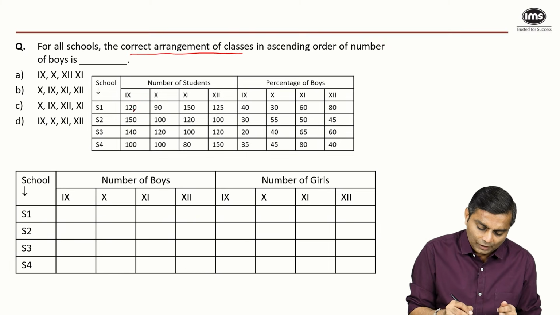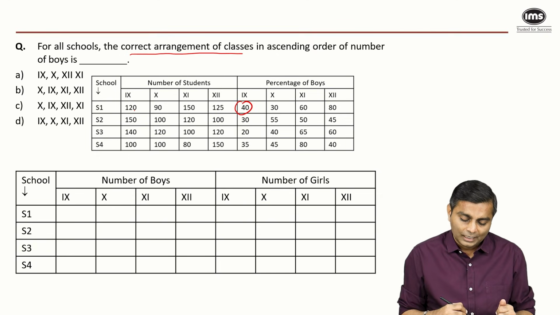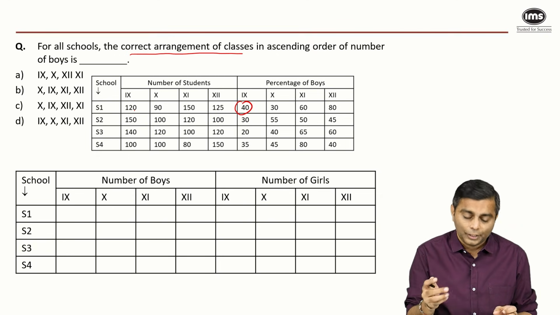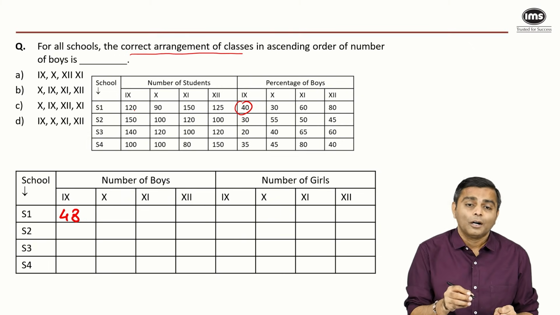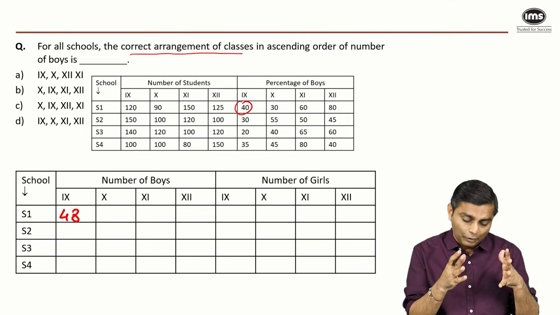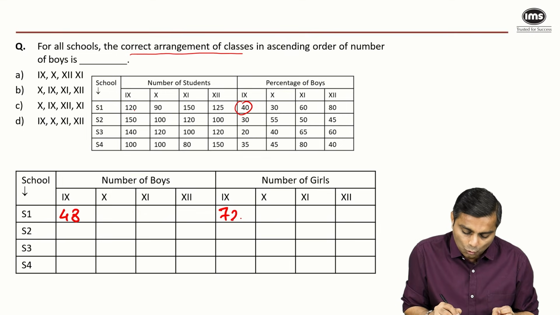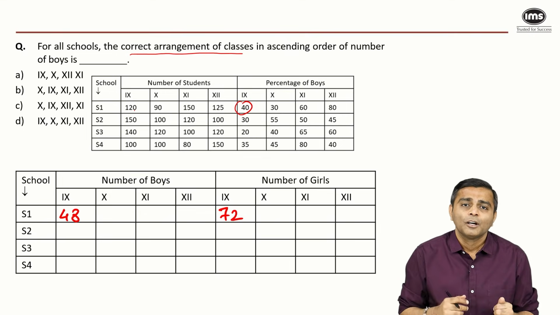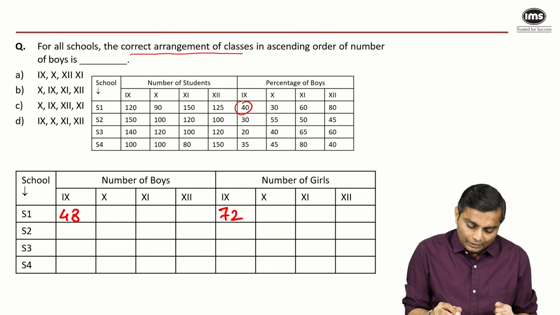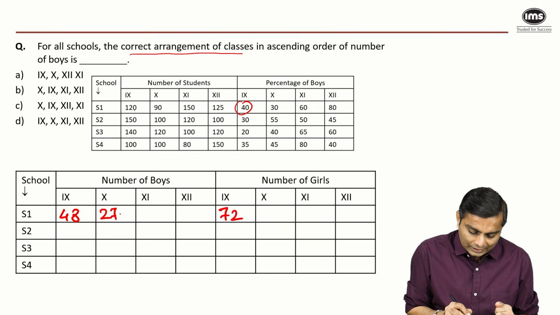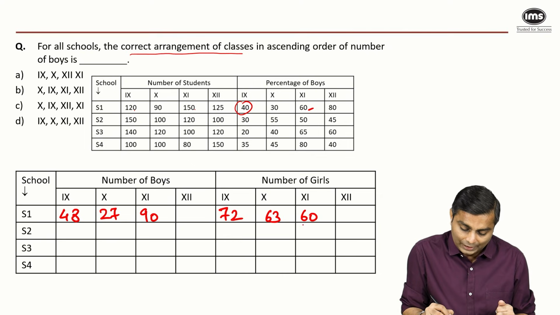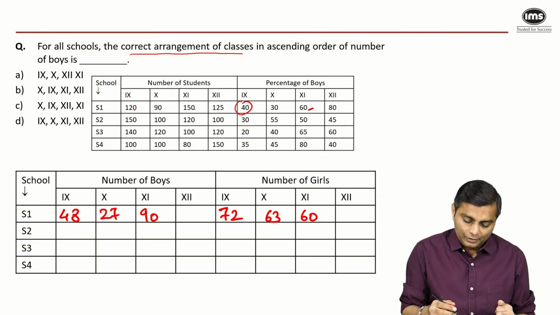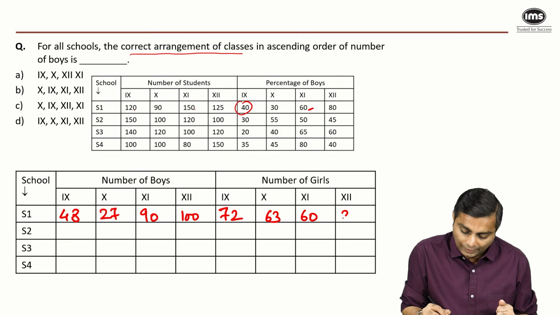So S1 9, there is 120 students and 40% are boys. So 40% of 120, 4 into 12, 48. So 48 are boys. And therefore if 48 are boys, 72 must be girls to make up the total of 120. Okay. Moving on quickly, 30% of 90, so 27, therefore this has to be 63. 60% of 150, so this is 90, and therefore this has to be 60. 80% of 125 is 100, and 25, just 25.